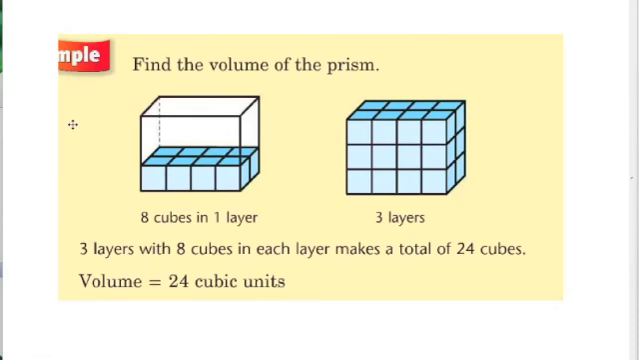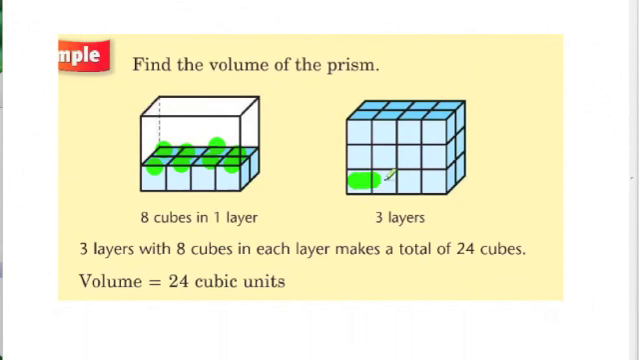Let's do this example together. It says find the volume of the prism. It says there are 8 cubes in one layer, so we can see that there's 1, 2, 3, 4, 5, 6, 7, 8 cubes. And then it says there's 3 layers with 8 cubes.